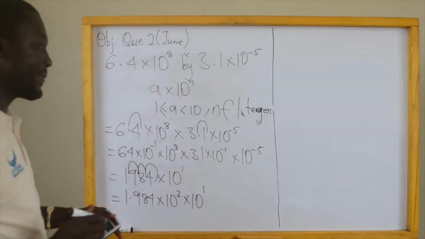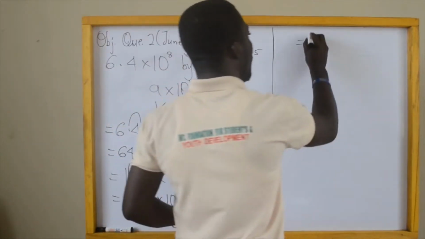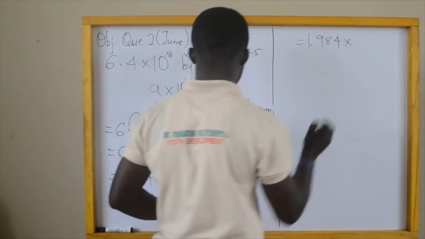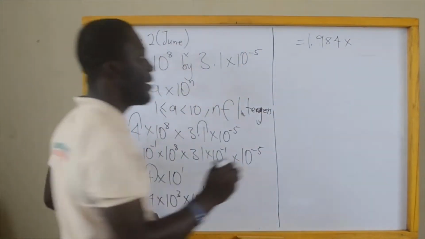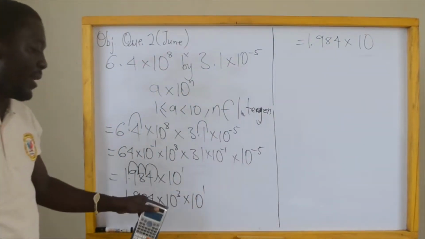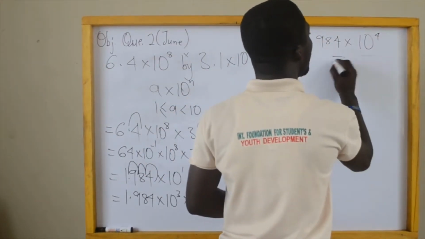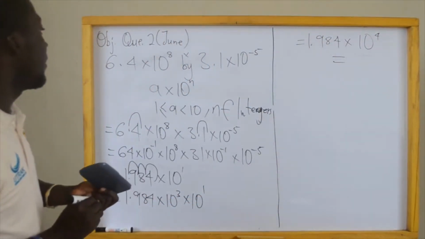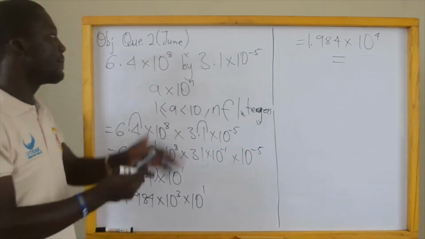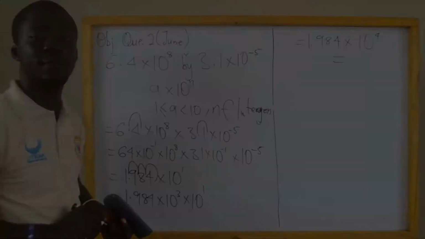So when we look at this, we are going to get 1.984 times 10 raised to the power 3 times 10 raised to the power 1. Since the bases are equal, we add the exponents. 3 plus 1 is going to give you 4. So this will be our answer for multiplying 6.4 times 10 raised to the power 8 by 3.1 times 10 raised to the power negative 5.